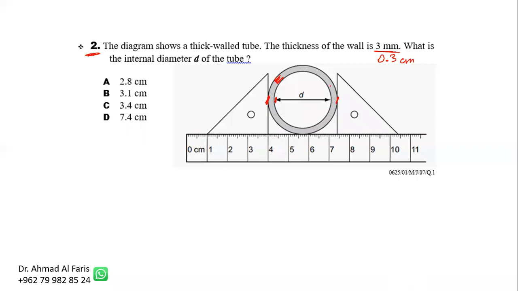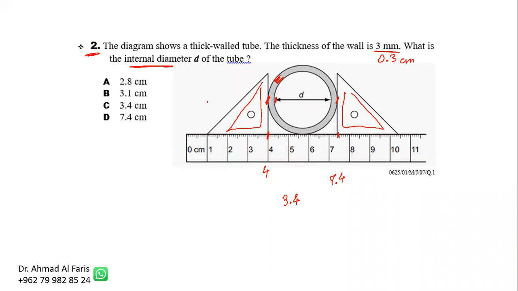Now usually when we have something like a ball or a lens or a tube, we use 2 set squares, okay, to measure exactly the dimensions from outside. As you can see, it starts from 4 and finishes at what? 7.4. So that means the difference, the outside diameter, is how much? 3.4. We use set squares like these to get dimensions from where? From outside. But they didn't ask about the external diameter.